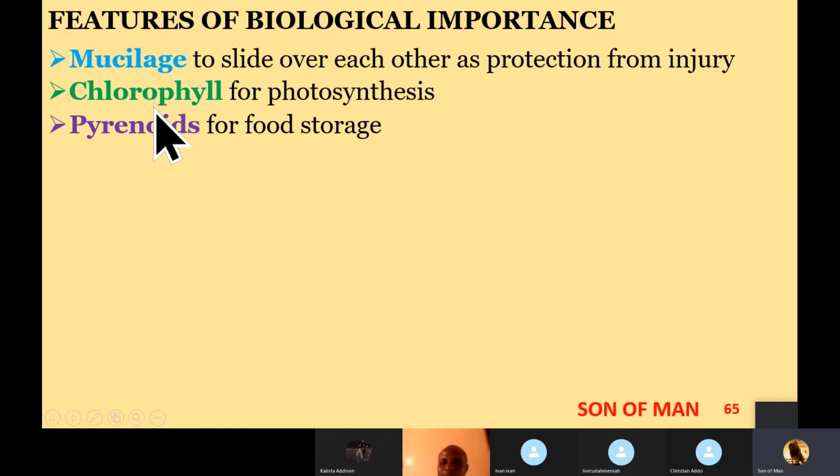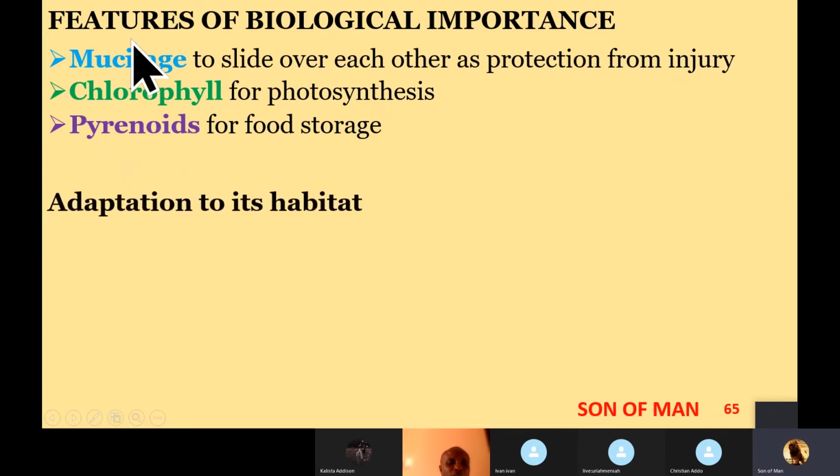Then secondly, the spiral chloroplast is for food production. Then the pyrenoids are there for food storage. So these are the features of biological importance. And I've told you, anytime a feature is mentioned, you got to do with a part, and you need to mention the function. So mucilage protection, chlorophyll food production, pyrenoid food storage.